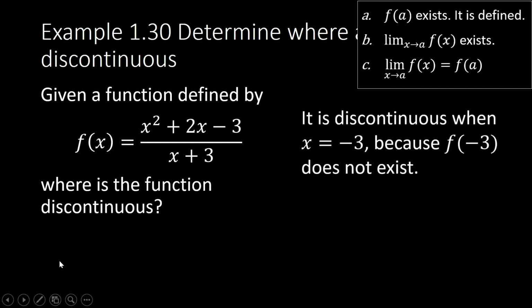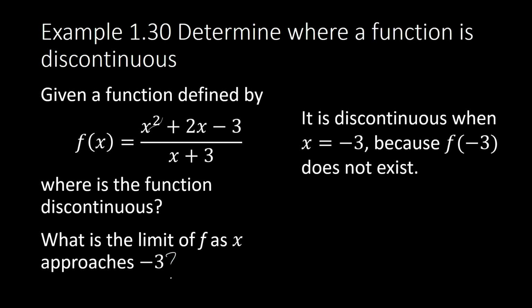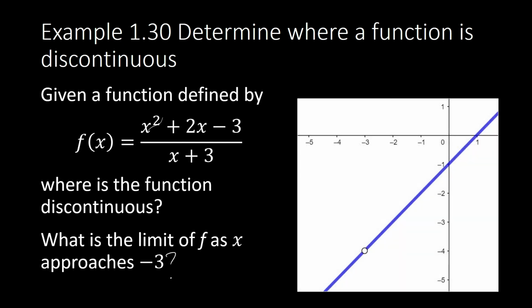Let us investigate the limit of this function as x approaches -3. What is the limit of our function as x approaches -3? Well, this is the graph of our rational function. Maybe at first glance, you are expecting something that has a vertical asymptote or horizontal asymptote.